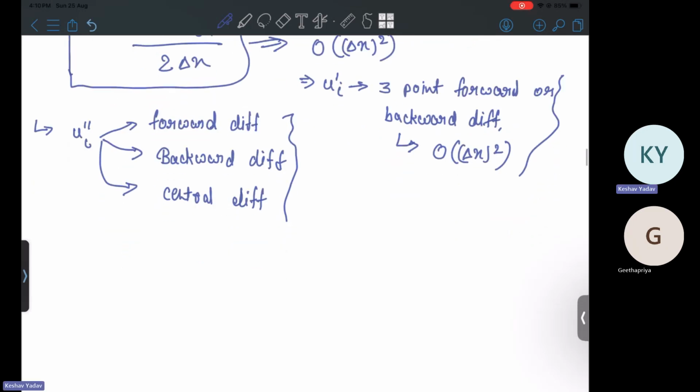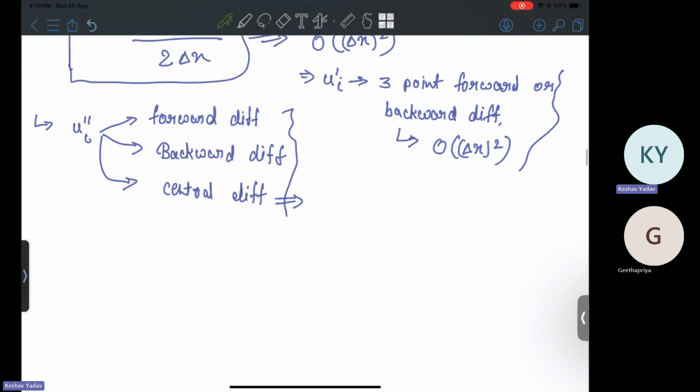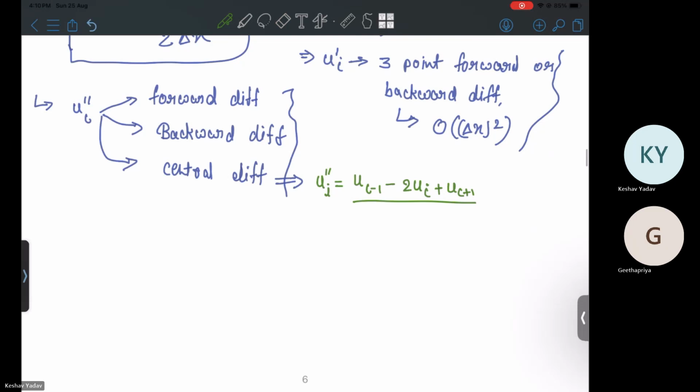So suppose by central difference I write the formula of the second order derivative. That will come as u_i double prime equal to u(i-1) minus 2u_i plus u(i+1). For a first order derivative you need 2 points, and for a second order derivative you will need 3 points. So minimum 3 points.